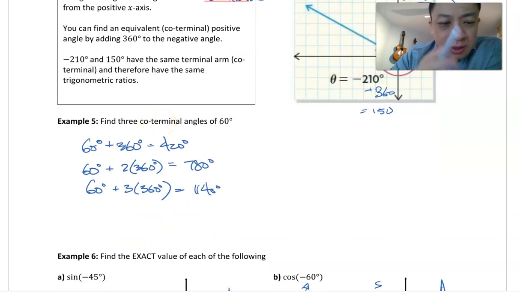Example 5, find 3 coterminal arms to 60. You can see I'm just adding 360, or 2 of these 360s, or 3 of these 360s, and I get all these measures here.